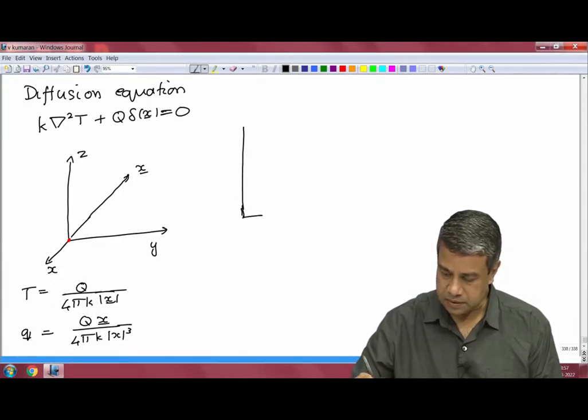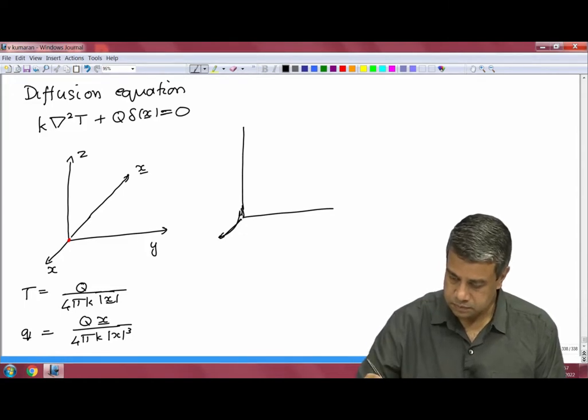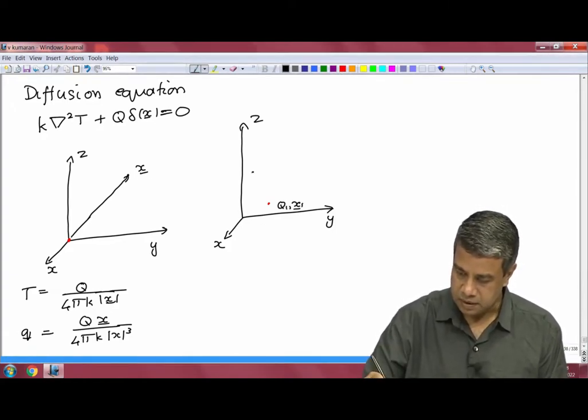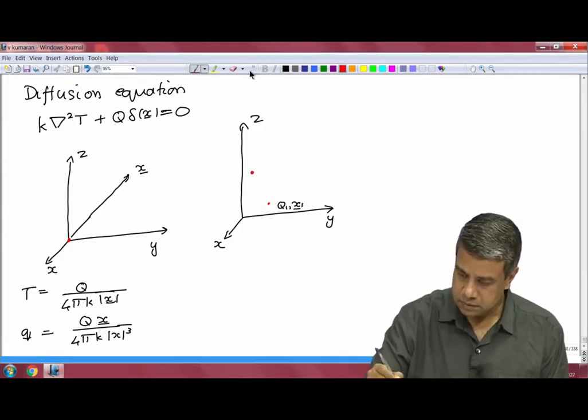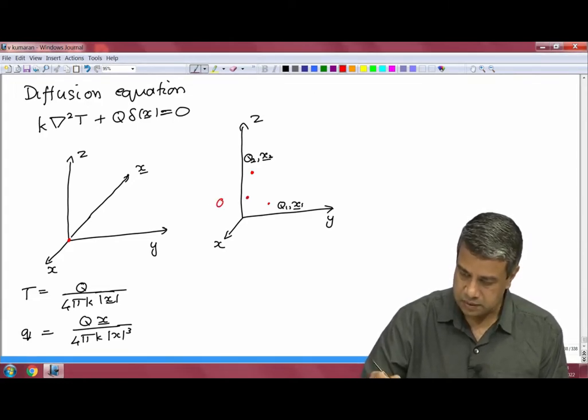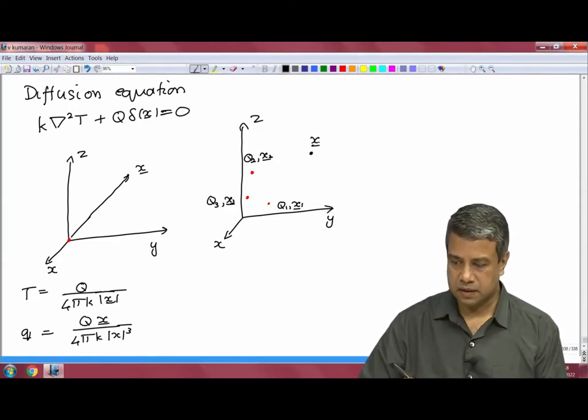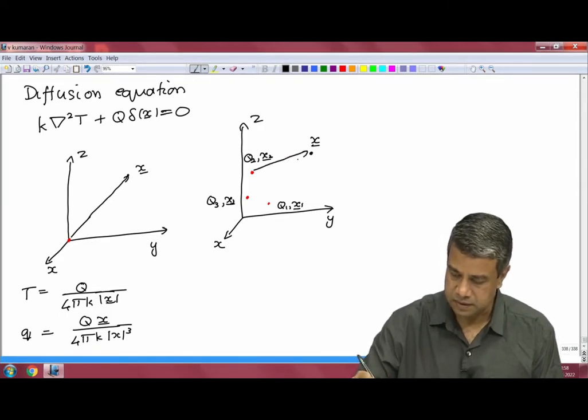And if you had multiple sources at different locations, let us say you had a source q1 at the location x1 vector, then q2 at the location x2 vector and q3 at the location x3 vector, and you wanted to find out what is the temperature at the location x vector. It is going to be the sum of the temperatures due to each of these individual sources.